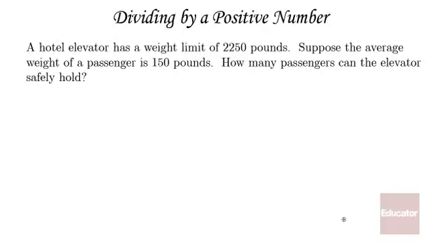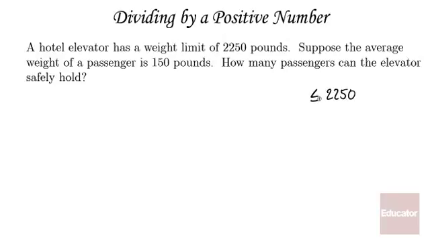Dividing by a positive number. A hotel elevator has a weight limit of 2,250 pounds. Suppose the average weight of a passenger is 150 pounds. How many passengers can the elevator safely hold? Well, first let's create our inequality. The hotel elevator has a weight limit of 2,250 pounds. So that means at the very most, it can hold this much weight. It could hold exactly that much weight or less.